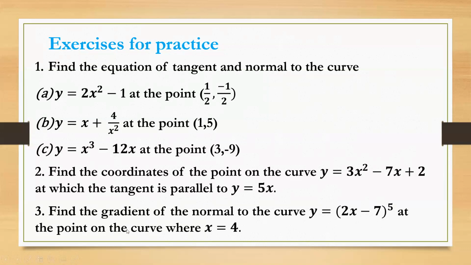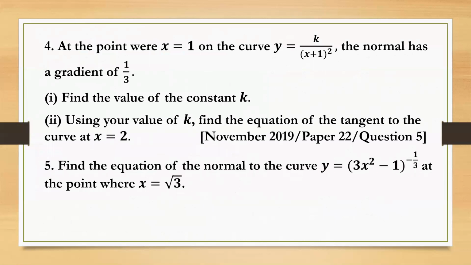Number 3, find the gradient of the normal to the curve when x equal to 4. Quite simple. Number 4, so you have a curve and you're told that at the point where x equal to 1, the normal has a gradient of 1/3. You need to find the value of k. And using this value of k, you need to find the equation of a tangent when x equal to 2.